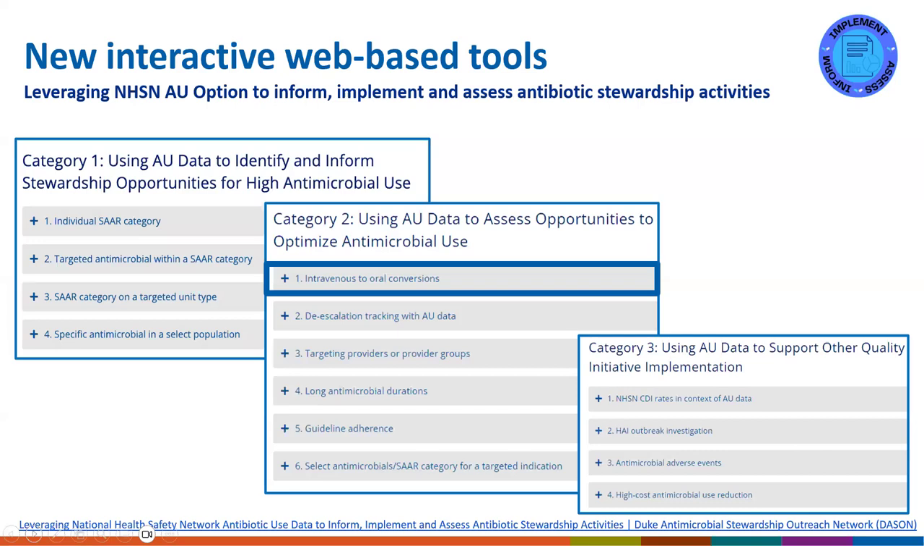An example that is outlined in blue is the classic stewardship scenario for IV to PO conversions, and I'll provide more details on this specific example in the upcoming slides. And lastly, category 3 is using AU data to support other quality initiative implementation, such as HAI outbreak investigations.